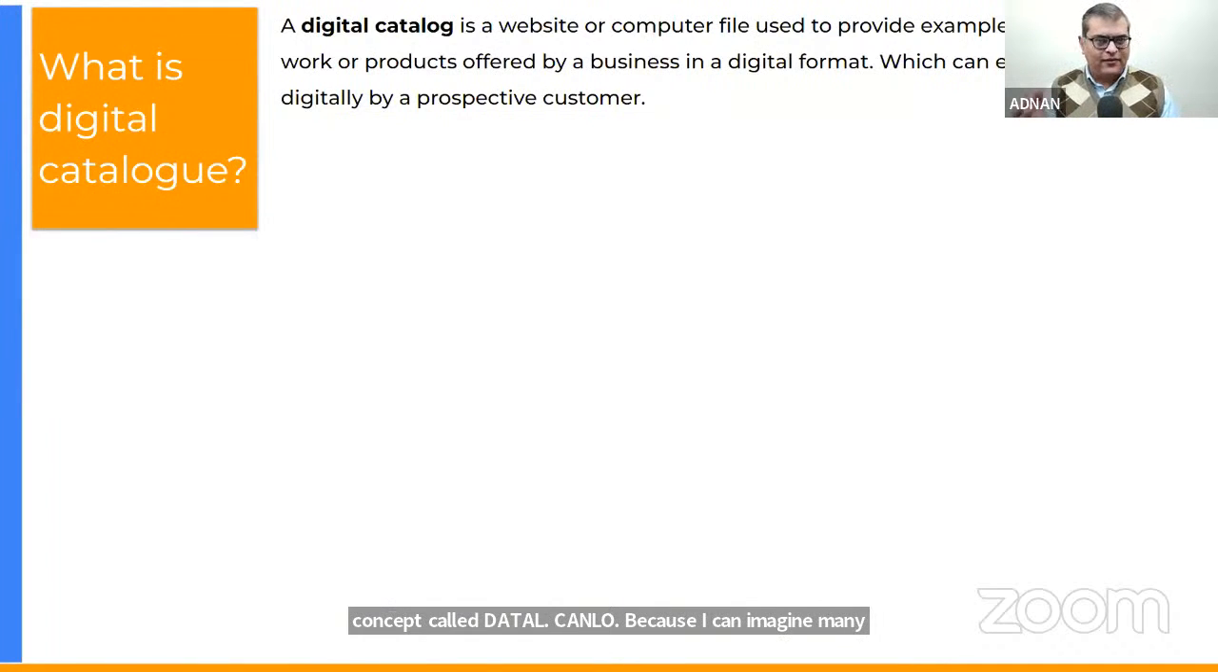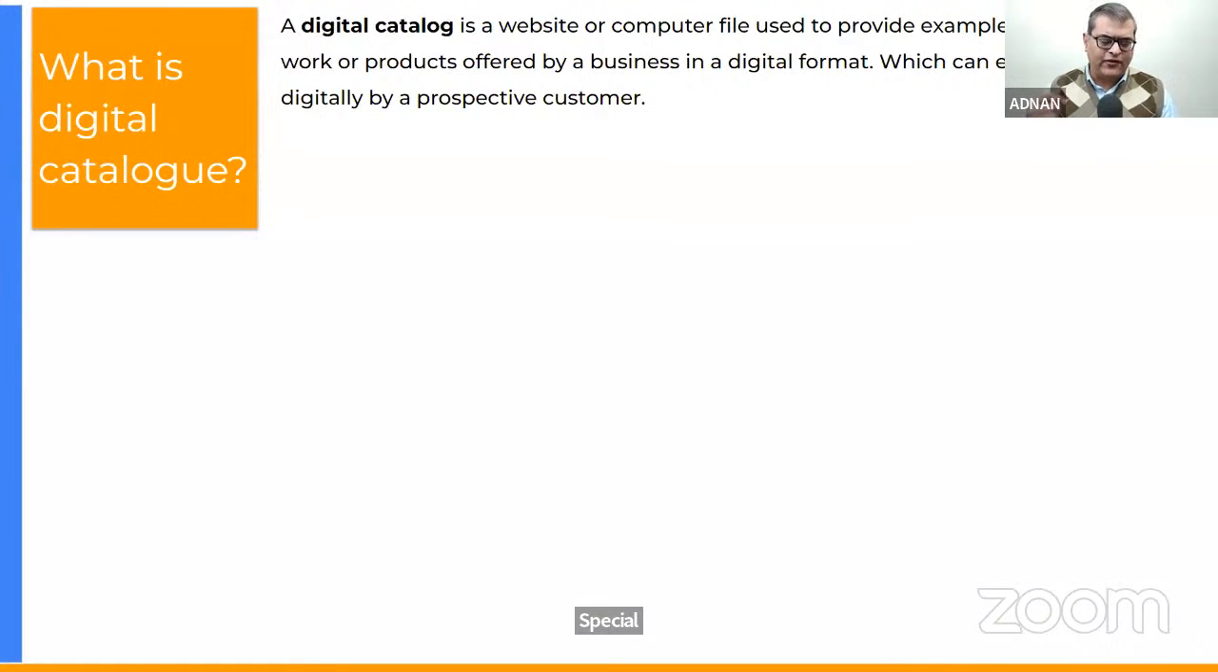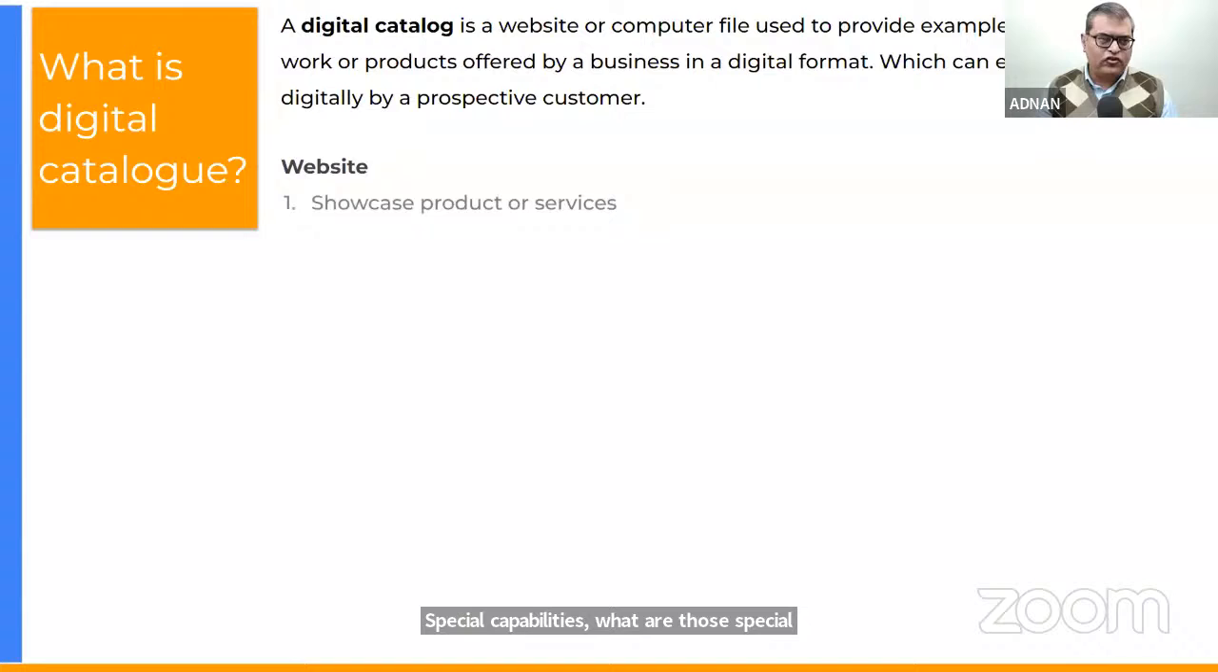Digital catalog is a website or a computer file used to provide examples of a person's work or product offerings by the business in a digital format. I'm just reading out the textual description which is written on the slide. But in simple common man's language, digital catalog simply means a website, but that website has a few special capabilities. What are those special capabilities? The first special capability is to showcase your product or services. It can showcase the information about your product and services.